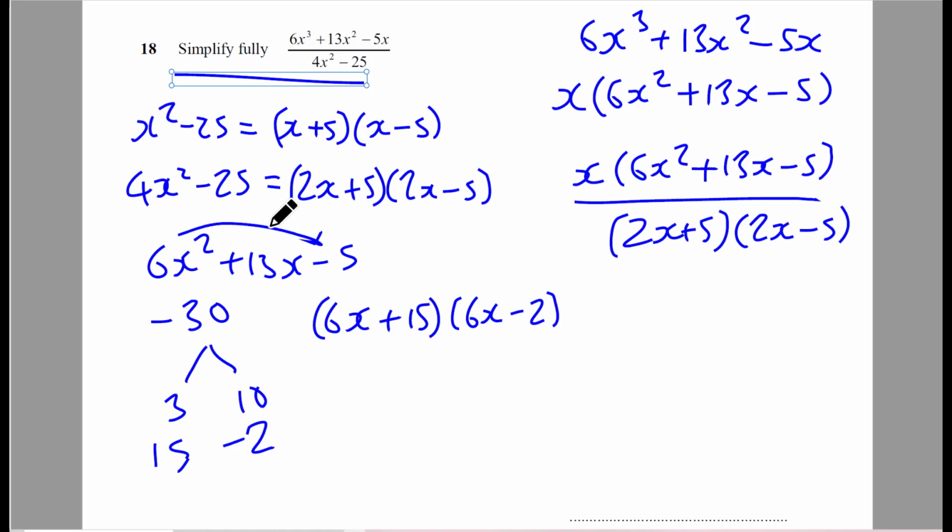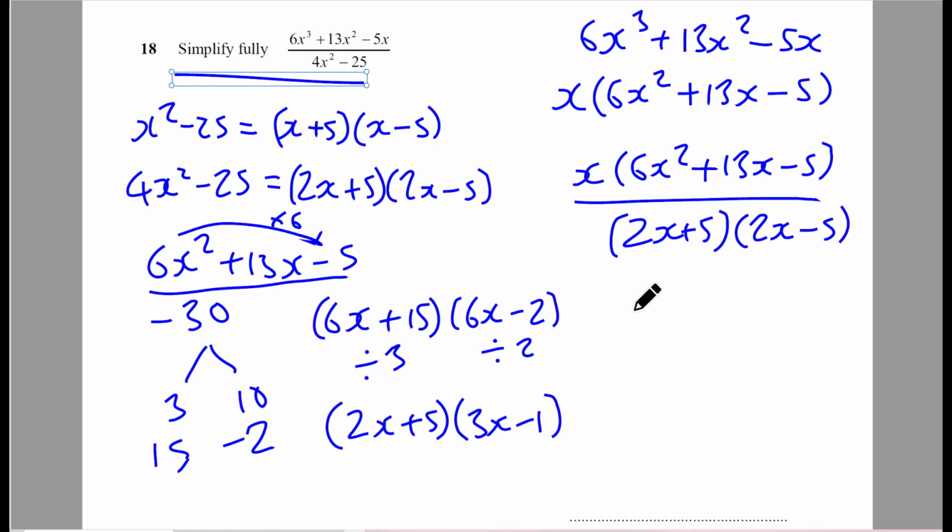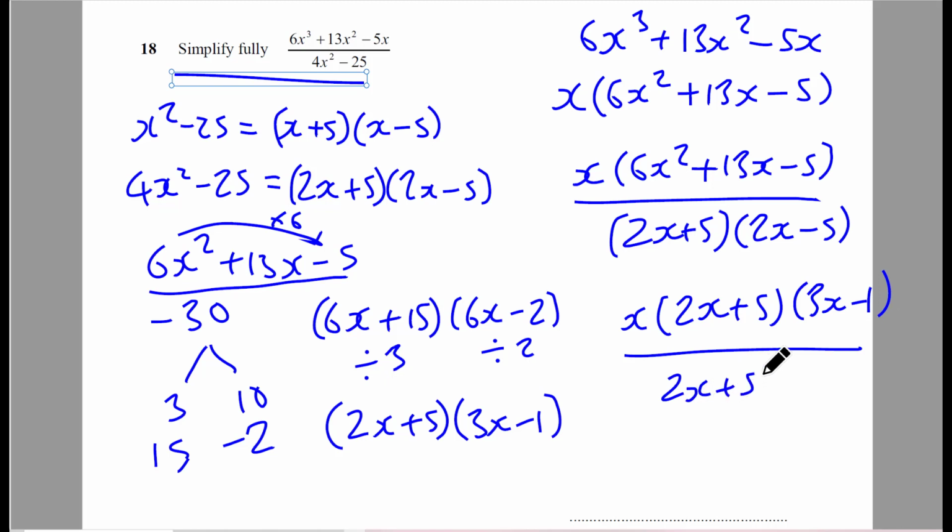Now I know that doesn't make 6x squared. Remember here we've multiplied everything by 6, so I just need to divide everything in total by 6. So if I divide this bracket by 2 and this bracket by 3, that gives us 2x plus 5, which is what we need, and 3x minus 1. Now if you expand that out, that does make what we need here. So that's perfect. So what we've got now is x, 2x plus 5, 3x minus 1, all over 2x plus 5 and 2x minus 5.